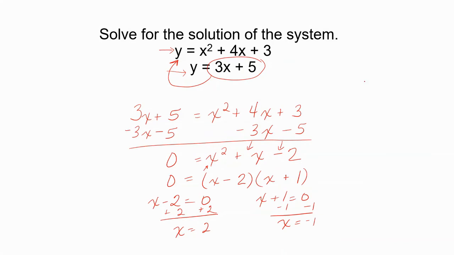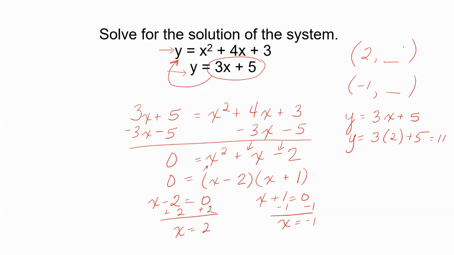Now that is only half of our solution. You see, we have 2 and something and negative 1 and something. We need to figure out what those are. So let's take that second equation because it looks easier, y equals 3x plus 5, and now we'll substitute in the values for x. So I've got 2 as my first one. 3 times 2 gives me 6. 6 plus 5 gives me 11. So we know the point is 2, 11.